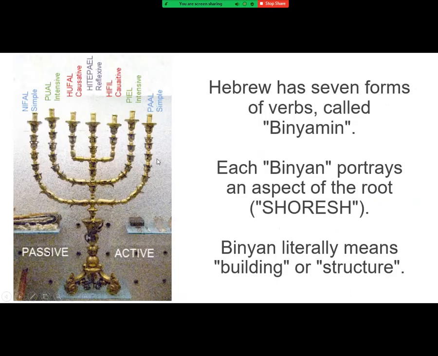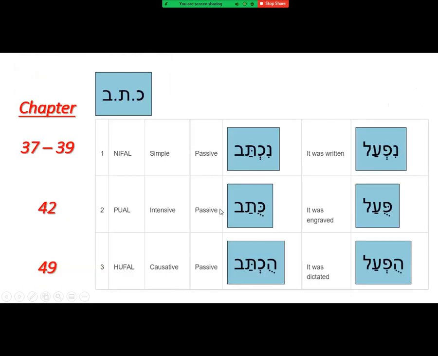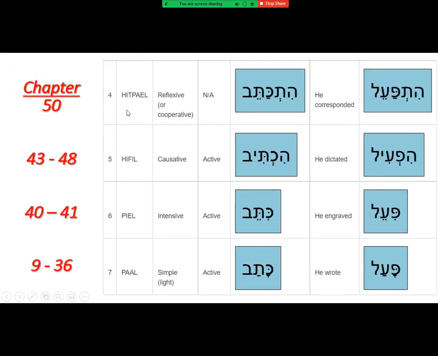So again, there's the pictures that have the same kind of thing, building on that same structure from the shoresh. Now, if you want to find out more about those in our book, Nifal is in chapters 37 through 39. Pual is in chapter 42. Hufal is in chapter 49. Hitpael is in chapter 50. Hifil is going to be in 43 through 48. Piel is going to be in 40 through 41.